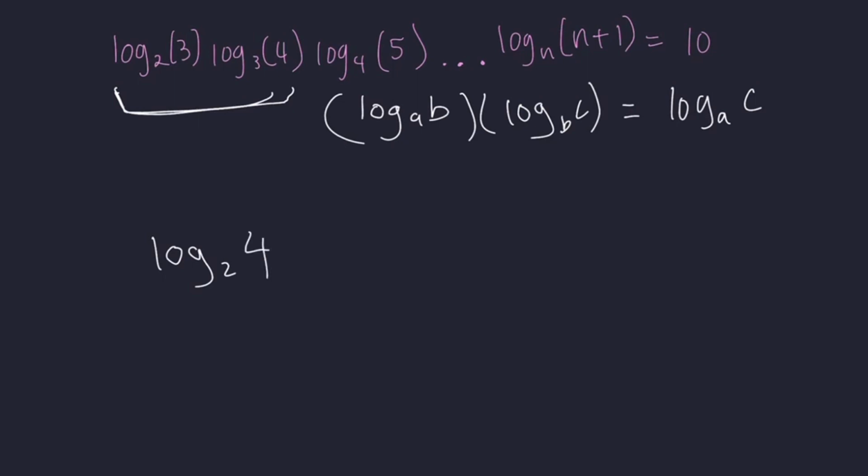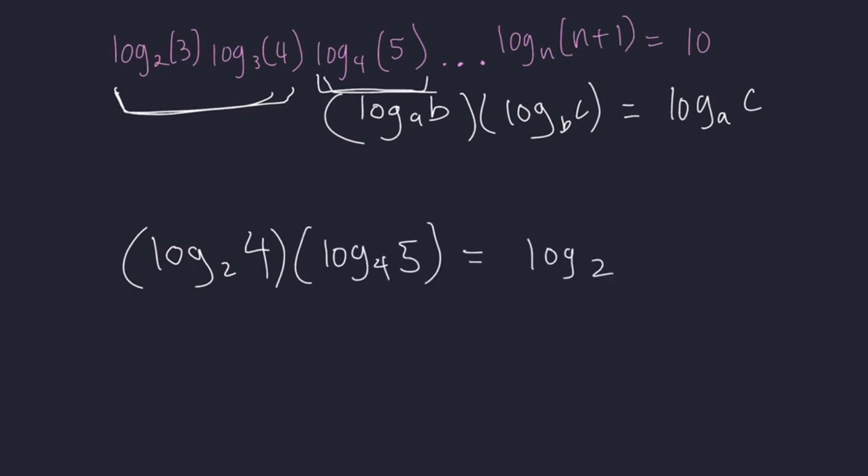And now it's very good to realize that if we were to multiply this next term, going one by one to the right, we can apply this identity again because we have 4 in the base up here and we have 4 over here. So we can apply the identity. If we were to multiply this by that next term, log base 4 of 5, that'll just be log base 2 of 5.